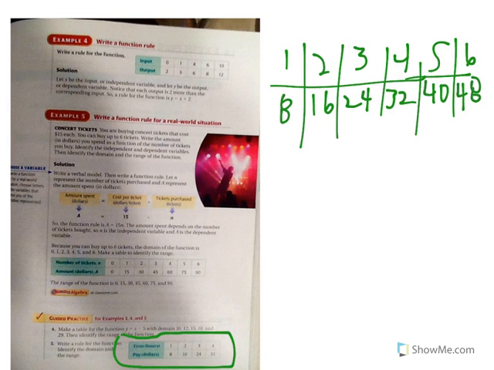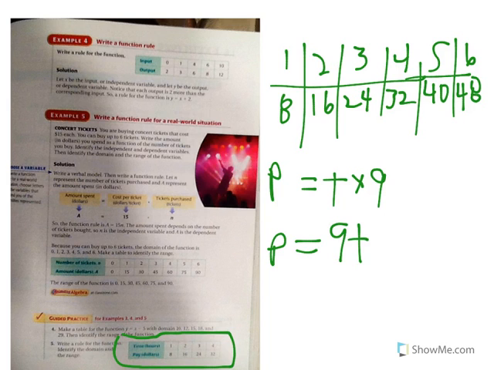So how do we relate these two things together? Well, you try and figure out, it's going up by 8 each time, so it's going to be the time, that's t, times 9 is going to be equal to the pay. And if you wanted to find those by writing that out, that's fine. Or you could write it out like this, pay is equal to 9t. That works as well.